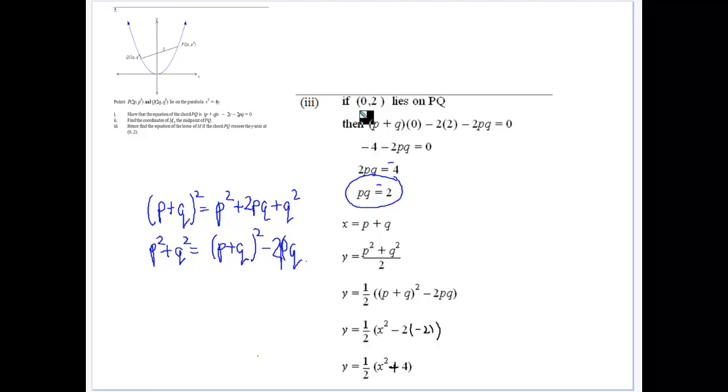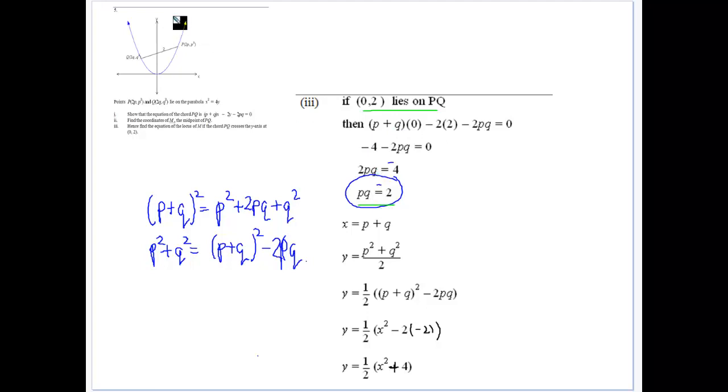So basically what we're saying is, if (0, 2) lies on PQ, then we know there's a relationship. We can sub 0 and 2 into the equation. So (0, 2) is always going to be on PQ, and PQ is going to move, but it'll always go through (0, 2). If that's the case, we're able to manipulate it down to 2pq = -4, and pq equals -2. That's important in what we need to do, and that's why that information was given to us.